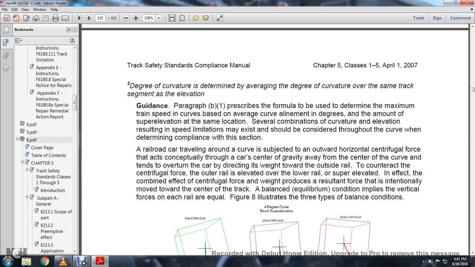Guidance. Paragraph B1 prescribes the formula used to determine the maximum train speed of the curve, based on the average curve alignment in degrees and the amount of superelevation at the same location. Some combinations of curvature and elevation resulting in speed limitations may exist, and should be considered throughout the curve when determining compliance with this section.